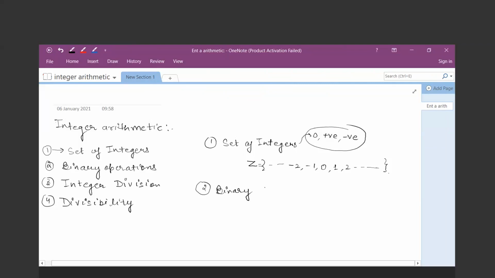In integer arithmetic, there are three types of operations by using two things, that is A and B. So what are the operations? The first operation is addition, second is subtraction, and the third one is multiplication. So we have to select two integer values from the set of integers, which is nothing but the collection of positive and negative values including zeros.